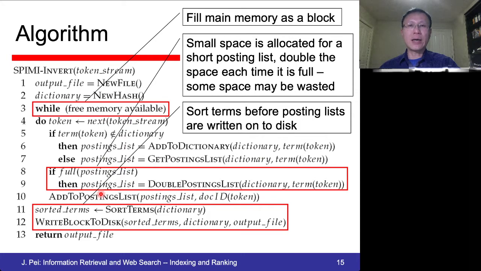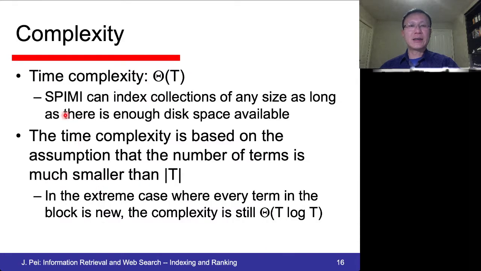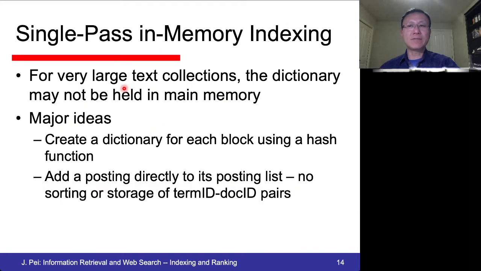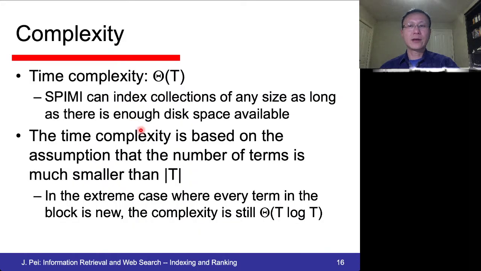Indeed, as long as the dictionary of the block can be held into main memory, that's fine. Otherwise, you just maintain the dictionary on the fly. In such a case, the time complexity is in the order of T, because you can index the collections of any size as long as there is enough space available. This is the advantage of the single pass in memory indexing approach. However, this time complexity analysis is based on one important assumption.